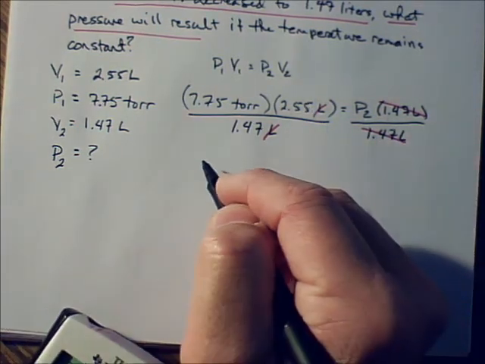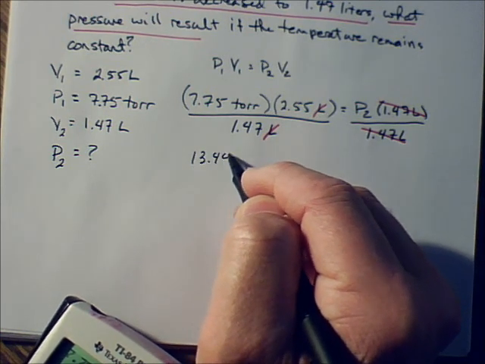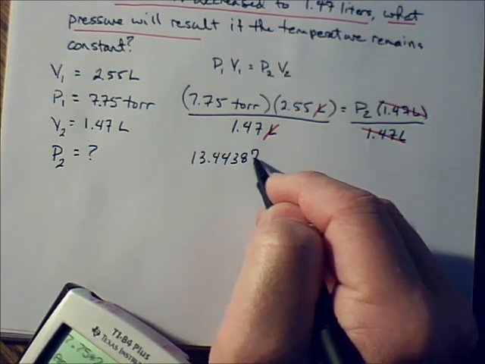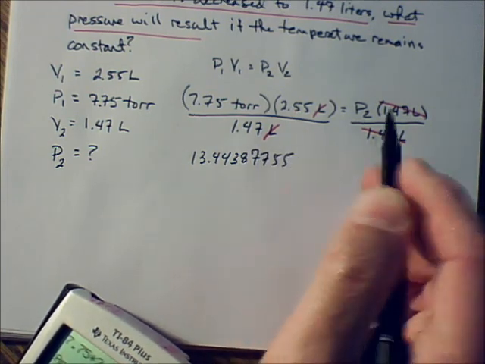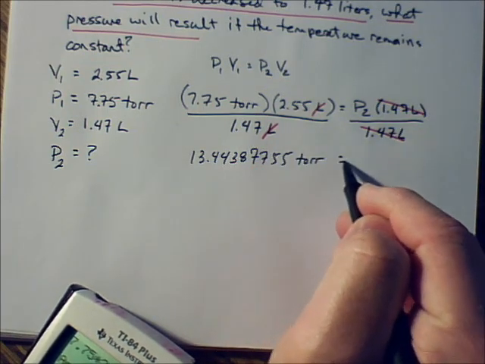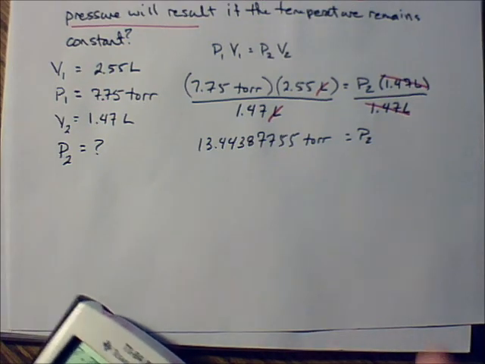All right. So here we go. 13.4438, 7755. The units we have left is torr, and that equals pressure 2. Now we're ready to round off.